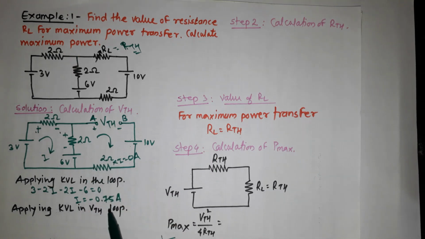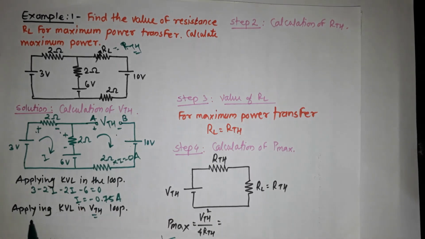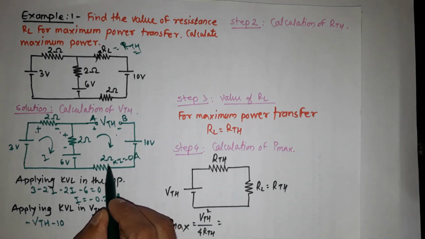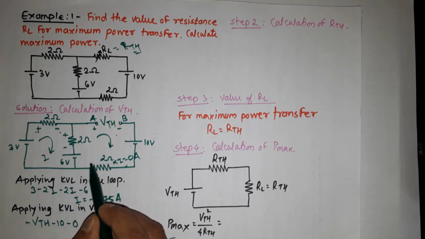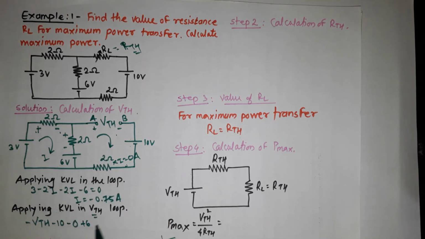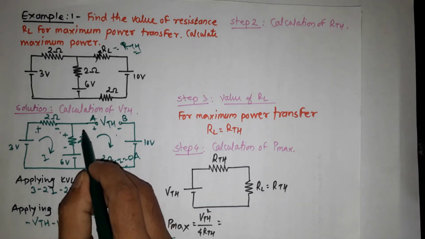Now we are applying the KVL in the VTH loop. Suppose we are starting from the VTH, so we are going from plus to minus. Then here we are considering minus VTH. For this 10 volt it is minus 10. Then the current flowing through the 2 ohm is 0, so the value for it is 0. Then for the 6 volt, current going in the upward direction, so minus to plus, it is plus 6. Then for this 2 ohm resistance, minus to plus, current flowing in the upward direction.